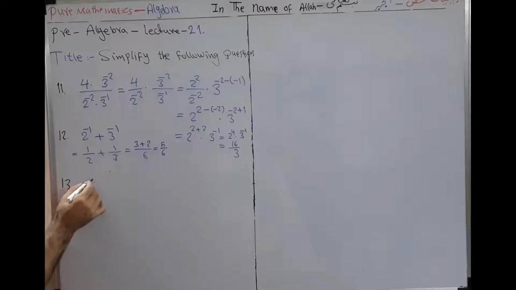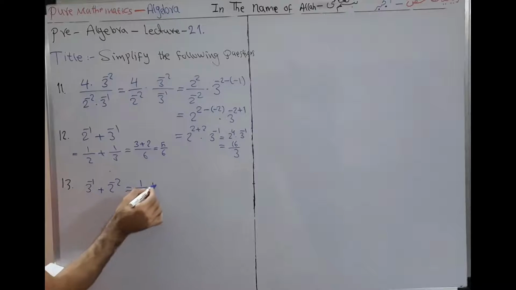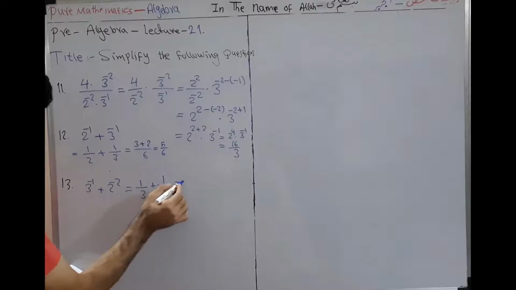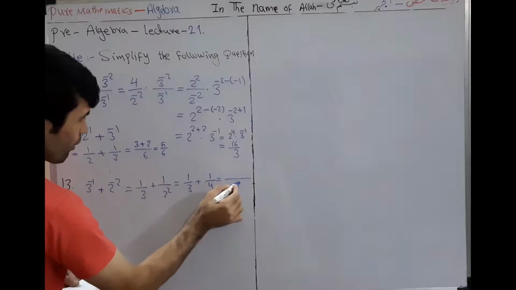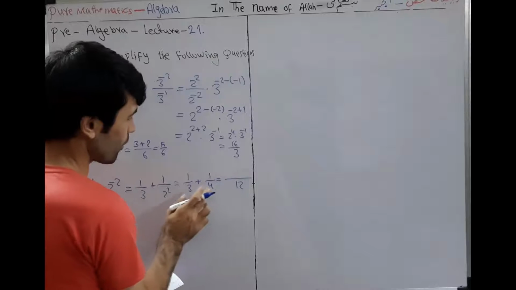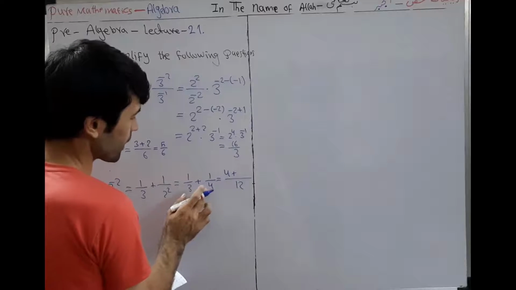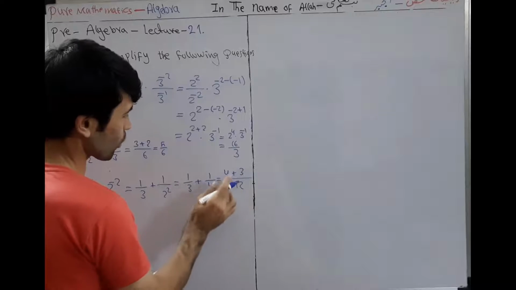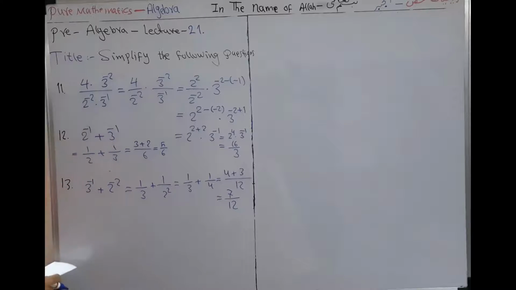Question 13: 3 to the power minus 1 plus 2 to the power minus 2. It is equal to 1 by 3 plus 1 by 2 to the power 2, which is 1 by 3 plus 1 by 4. The common denominator is 12: 12 divided by 3 is 4, multiplied by 1, and 12 divided by 4 is 3, multiplied by 1. It is equal to 4 plus 3, 7 over 12.